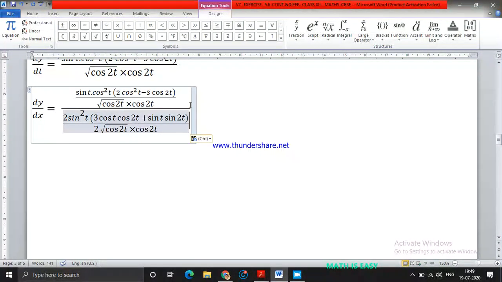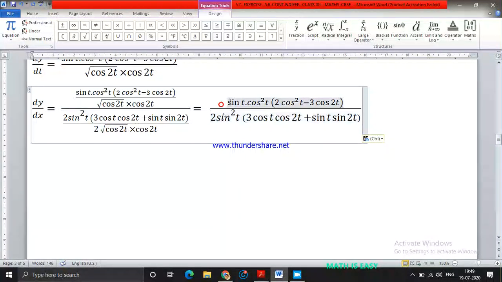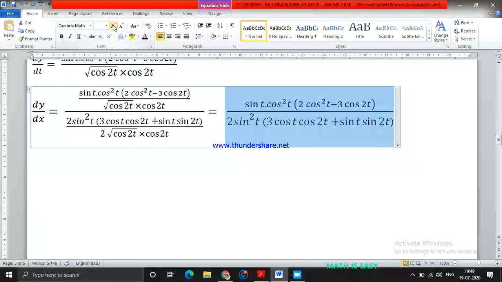Okay. Now if you observe both the terms, both the denominators are the same. So both the denominators will get cancelled. So the numerators are left out. This term will be upon this term will come. Okay, both the denominators after getting cancelled. So this is the term which you are left with.